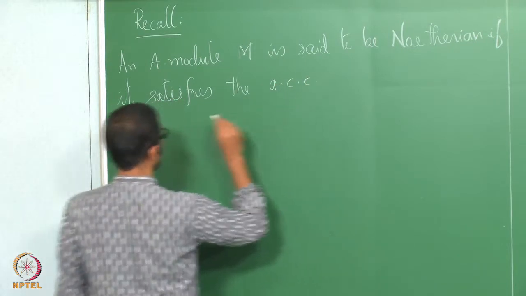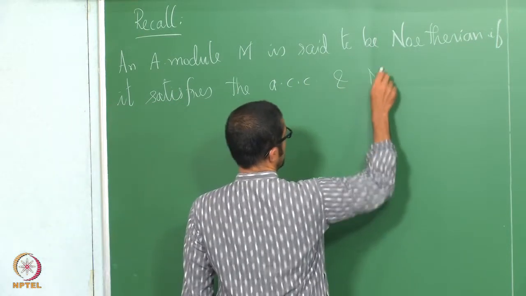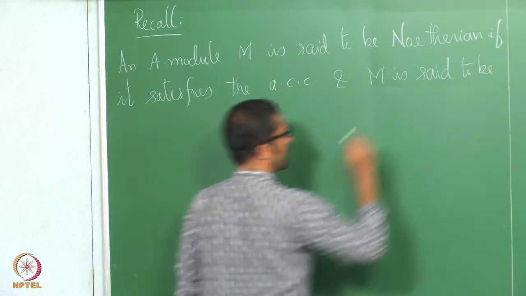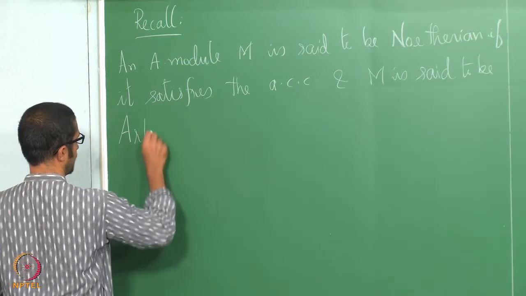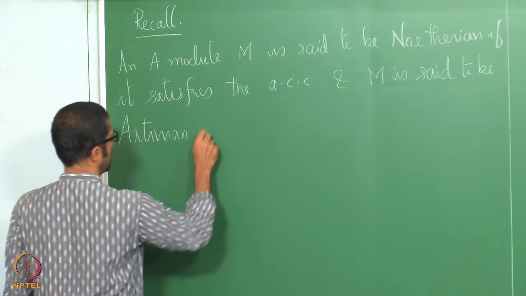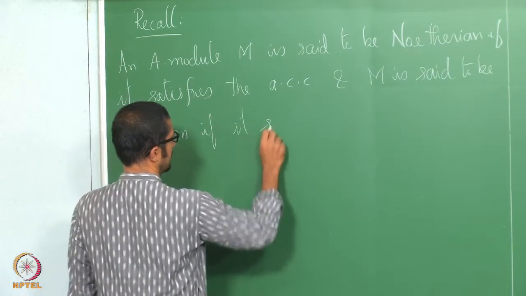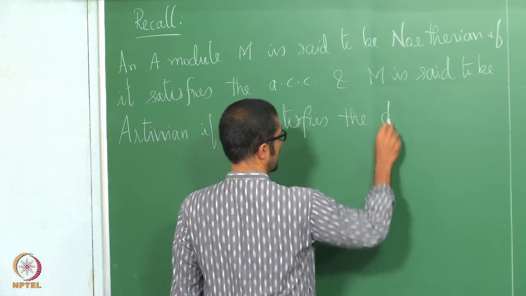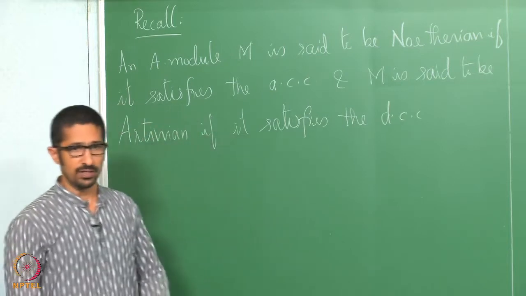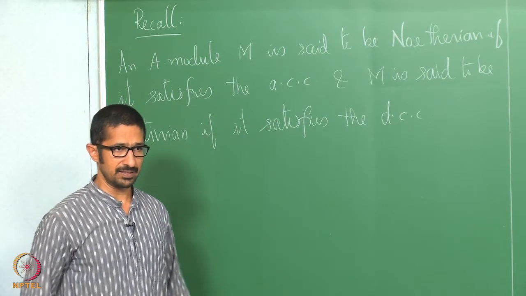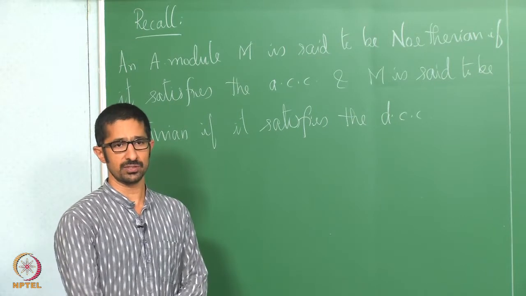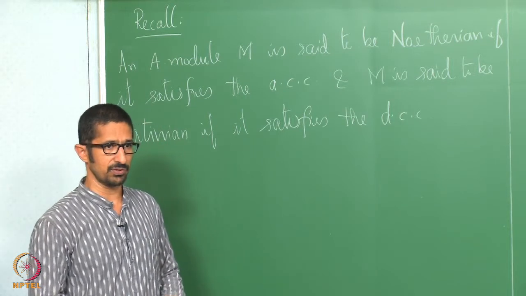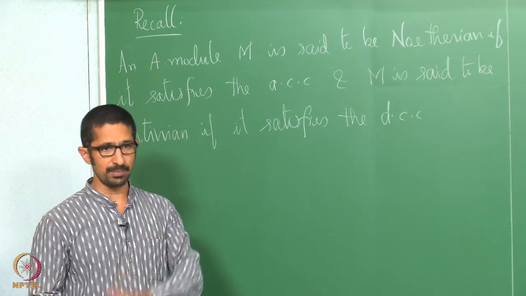Ascending chain condition, and M is said to be Artinian if it satisfies the descending chain condition. So, we saw some examples of Artinian modules which are not Noetherian, and modules which are not Artinian but Noetherian.